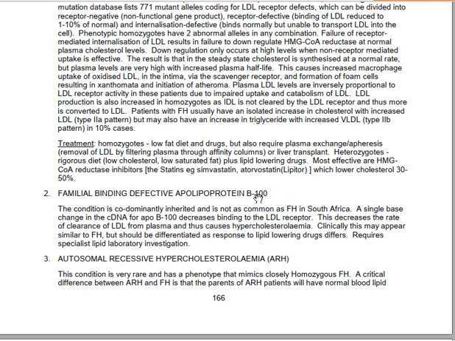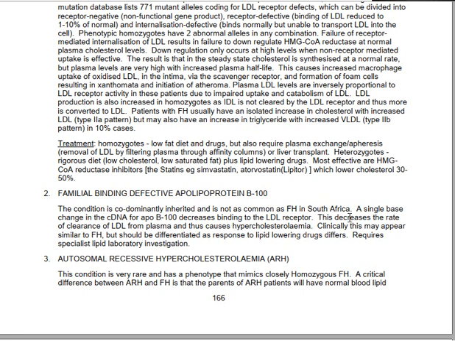Now, the next one is familial defective apolipoprotein B100. From the name, you already know that it's an apolipoprotein, a defective apolipoprotein B100. You need to know that apolipoprotein B100 is involved in the clearance of the LDL. This apolipoprotein is involved with the clearance of the LDL.